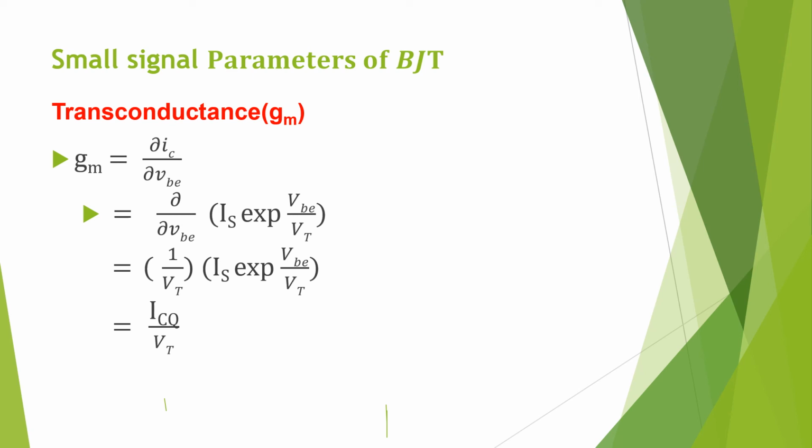See here also, IC is equivalent to IS times exponential of VBE by VT. If you differentiate this expression with respect to VBE, you will get 1 by VT into the same IS exponential of VBE by VT. As you already know what ICQ is, this expression can be simplified into ICQ by VT. So Gm equals ICQ by VT. As we already know, conductance means current by voltage, so transconductance means ICQ by VT. This is also an important signal parameter we have to remember.